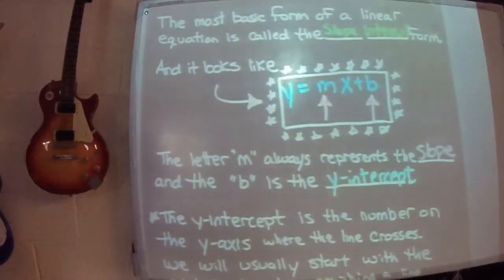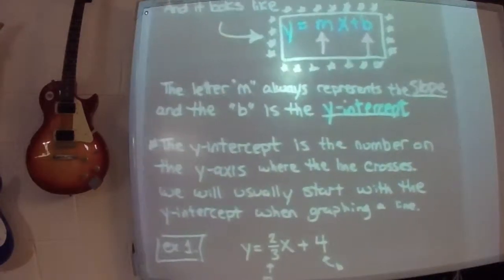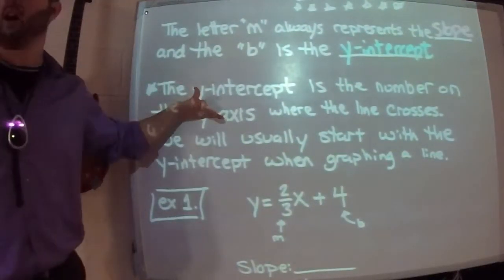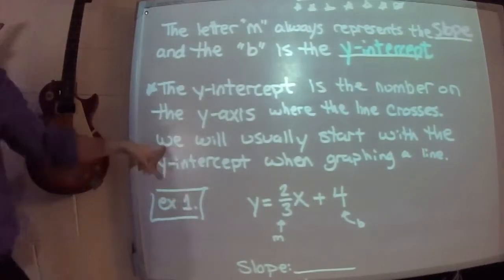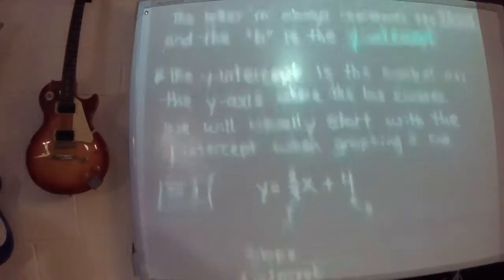And the y-intercept is the spot where it crosses the y-axis. That's the up and down axis. The y-intercept is the number on the y-axis where the line will cross the y-axis. We will usually start by putting a dot on the y-axis. So here's our first example.